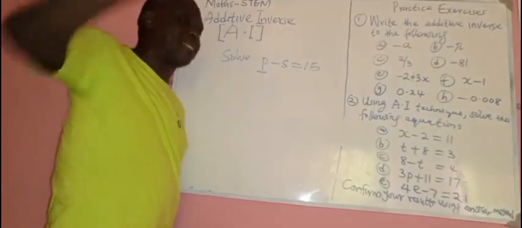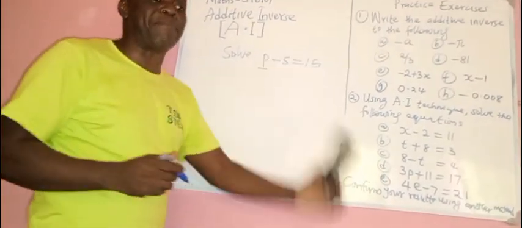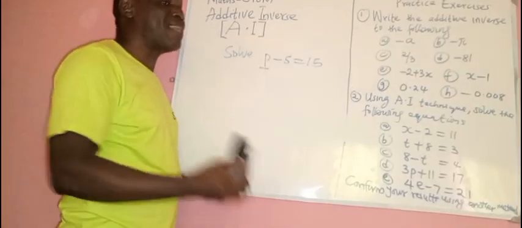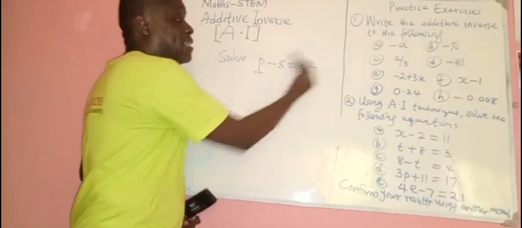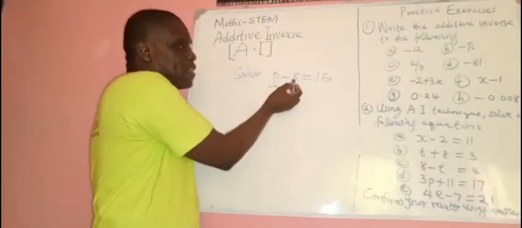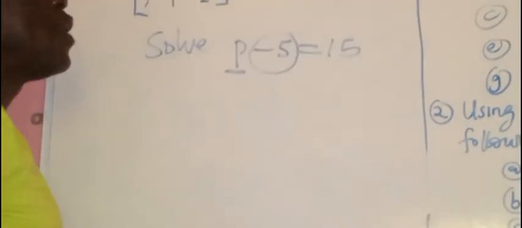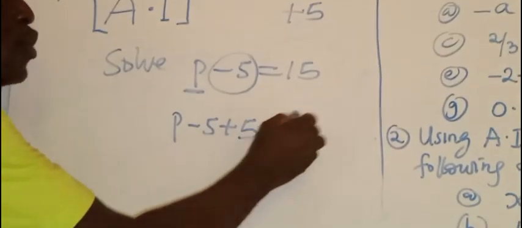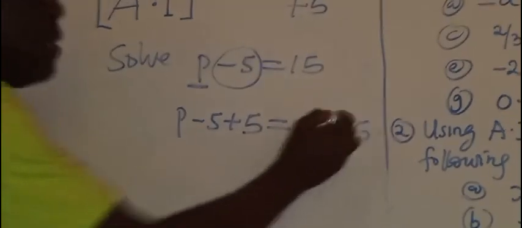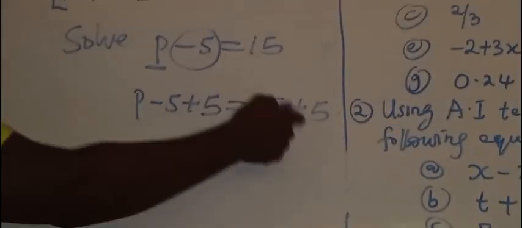But you cannot just remove it like that. You have to apply the mathematical principle: whatever action you take at the left hand side, you take at the right hand side. So to remove this minus 5, all I need to do is to add to this side and this side the additive inverse of minus 5. What is the additive inverse of minus 5? Plus 5. You agree? So this will be P minus 5 plus 5. To maintain the balance, you must also add that plus 5 to this side. Is that clear? Whatever you do to this side, you must do to this side.